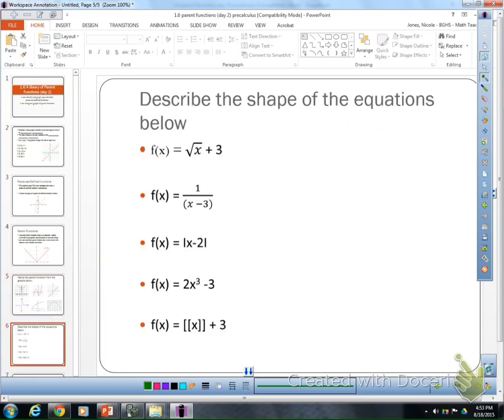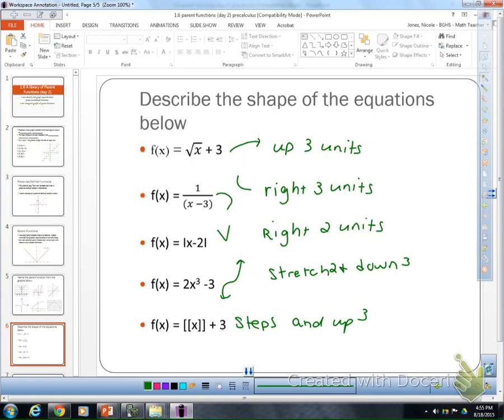Okay, we have done more than enough with transformations. I want everybody to pause the video and take a few minutes to describe the shape of the equations below. So tell me what kind of transformations are going to be made and what the shape is going to be. Okay, here are the shapes and the descriptions of the transformations. You should have something similar to what is on here. Pause it and check your answers.